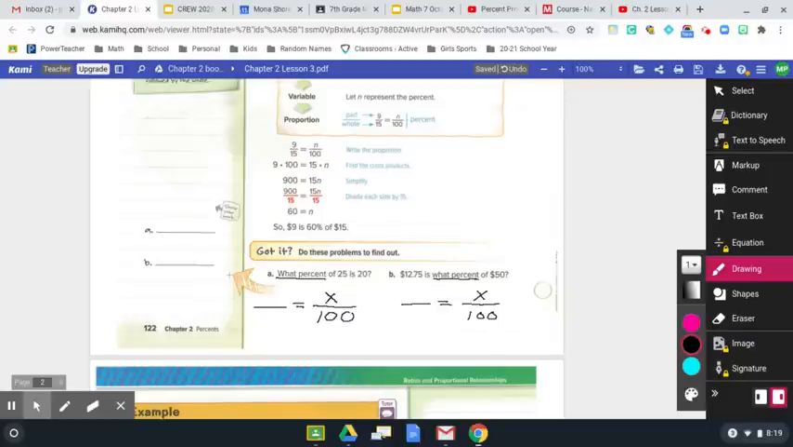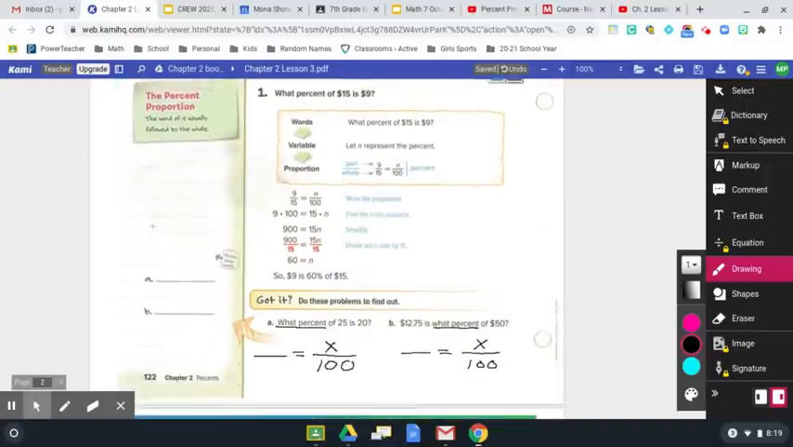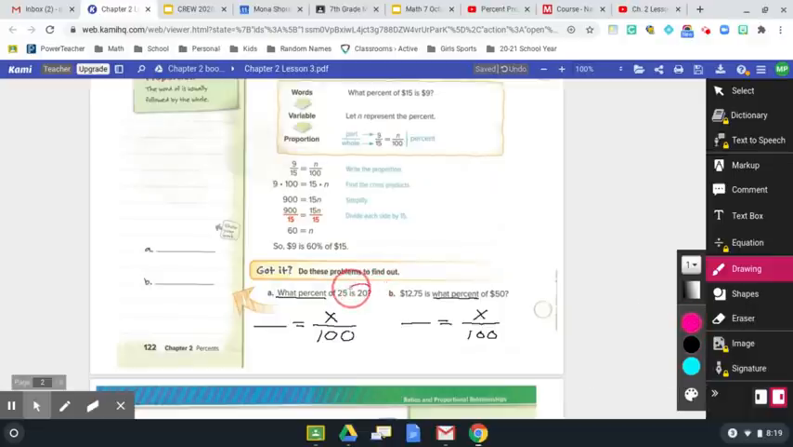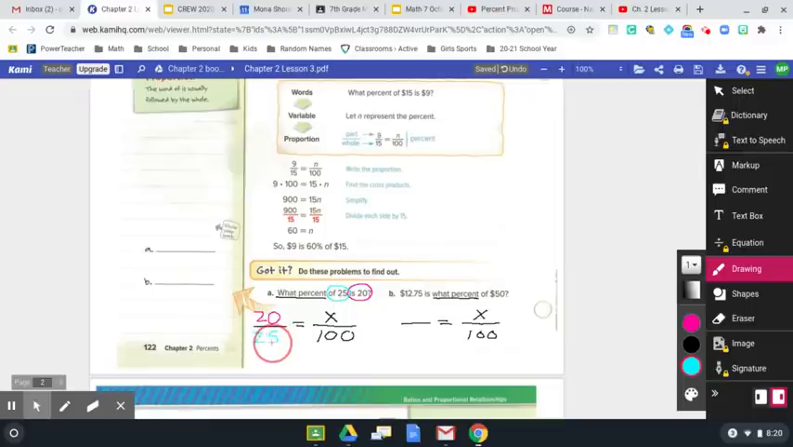And again, I'm going to stick to this color coding. Remember, I'm using pink for is, blue for of, and the whole. All right, so is 20. There's my part, there's my numerator. Of 25. There's my whole, there's my denominator. I'm going to set this one up as well right now before we start solving.